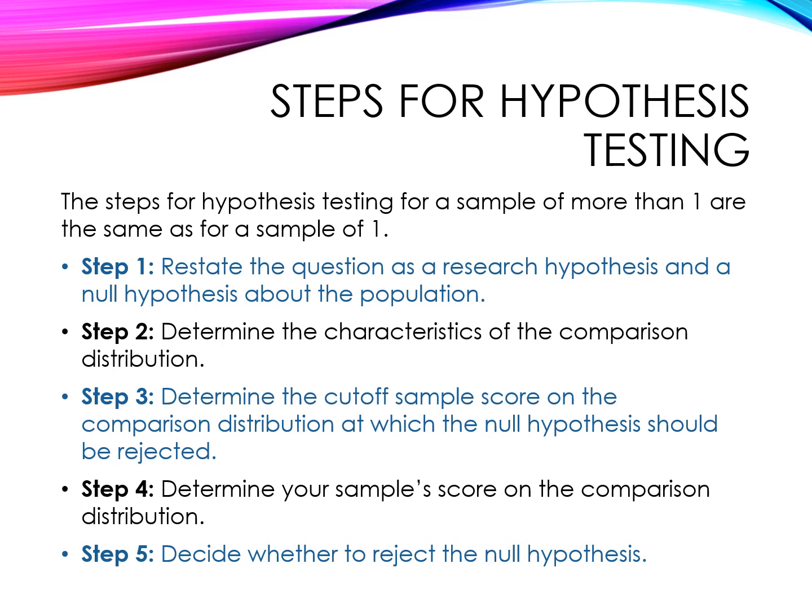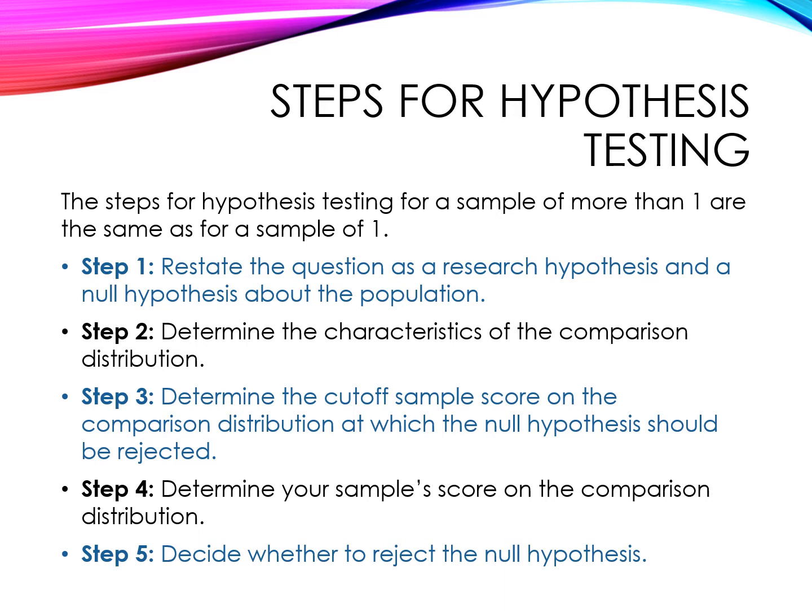Okay, so remember hypothesis testing from chapter 5. We restate the question. We need a research hypothesis and a null hypothesis about the population, which means we need to identify the populations.